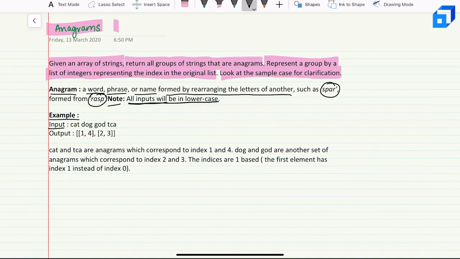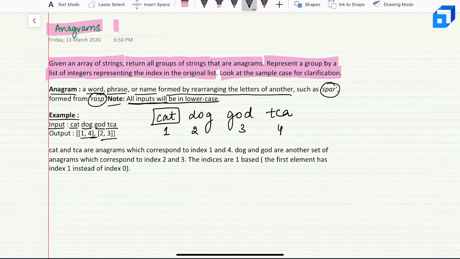So for example, the input is cat, dog, god and tca. So you have to return 1, 4 and 2, 3. So basically we have cat over here, then dog, then god and tca. So this is 1, 2, 3, 4, right? So cat and tca, they are anagrams because they have the same set of characters. Even the frequency is the same, but the order is different, right? So we have taken them together. That means 1 and 4 are together. Likewise, dog and god, they both are anagrams because again, the characters are the same, the frequency is the same, but the order is different. So 2 and 3 are anagrams. So we have to basically return the answer like this.